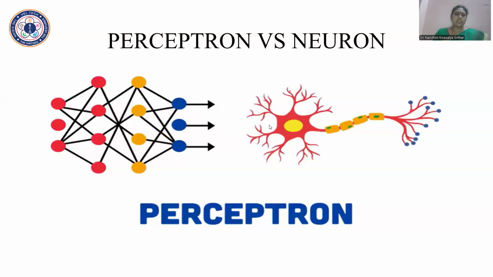So this is the image representation of perceptron versus neuron. Here we can see the brain cell, that is the neuron. Then the representation of the neuron in artificial neural networks, which is called a perceptron. This is the image of both the perceptron and the neuron.